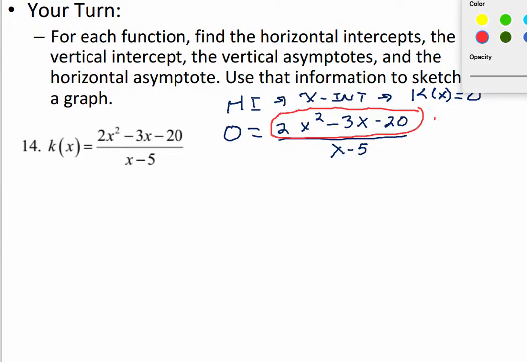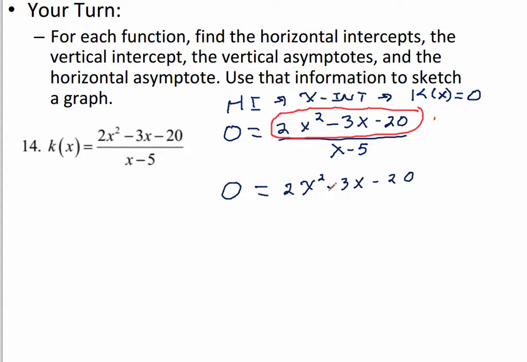So if we want to find the horizontal intercept, we simply have to set the numerator equal to 0. That says 0 is equal to 2x squared minus 3x minus 20. Let's make that look like a minus and not a multiply there.